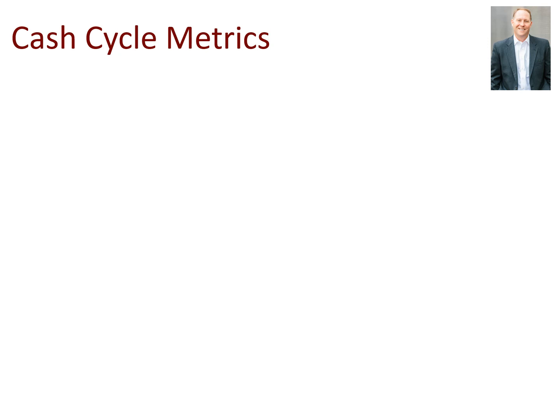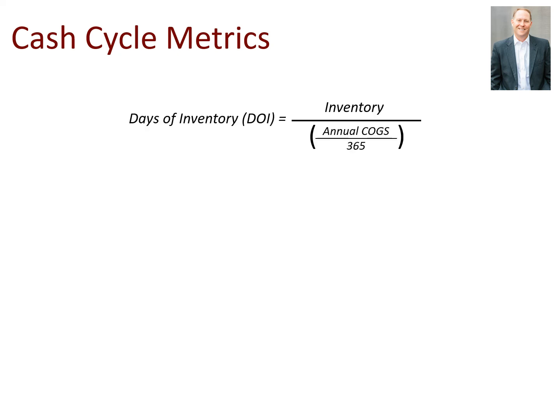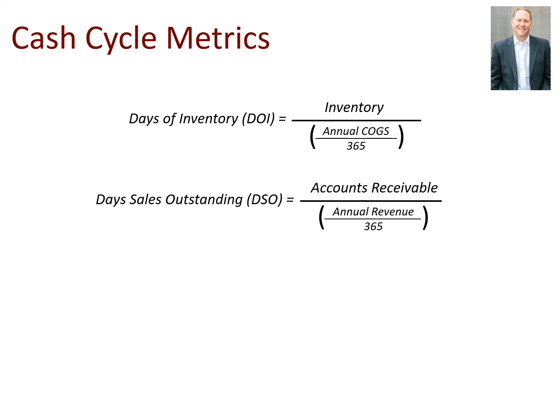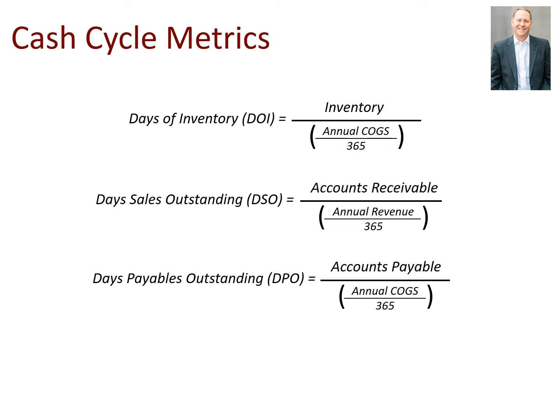Cash cycle metrics include some of the metrics that we've already looked at, that we'll review again real quick here. For example, days of inventory, or DOI, remember, is the amount of time from the time we receive an item until we sell the item. Our days sales outstanding, if you remember, is from the time we sell the item till the time we collect for the item on average. And our days payable outstanding tells us, on average, from the time we receive inventory or an item until the time we pay for that item.